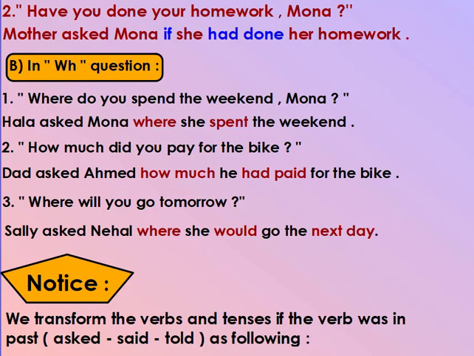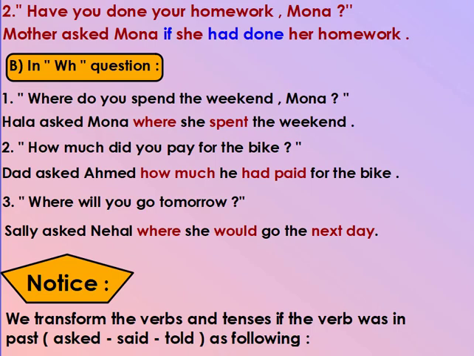Number 2, "Have you done your homework, Mona?" Mother asked Mona if she had done her homework. Okay? The second type of the question is the WH questions. Like we say, "Where do you spend the weekend, Mona?" Hala asked Mona where she spent the weekend.